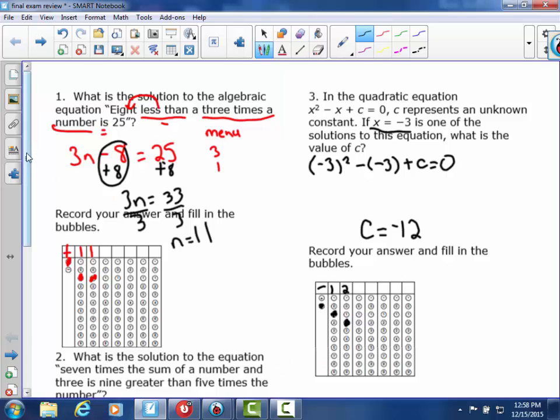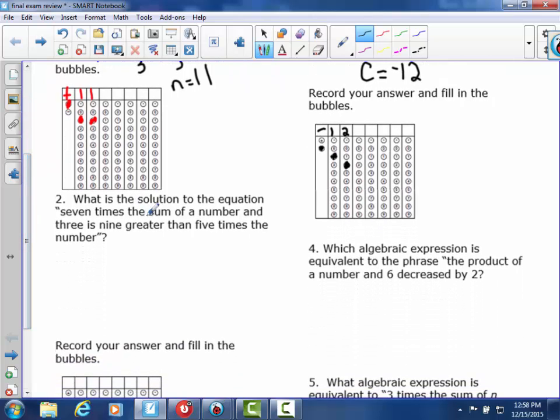All right, for number 2, what is the solution to the equation 7 times the sum of a number and 3 is 9 greater than 5 times the number? Okay, so 7 times the sum, as soon as we read the sum or the difference, we know to put parentheses, and we read it out, the sum of a number and 3, that whole thing is the sum. So that would translate to 7, and then a number, we'll use n, and 3, so we're adding 3, is 9 greater than tells us to add 9 to 5 times the number, so 5n.